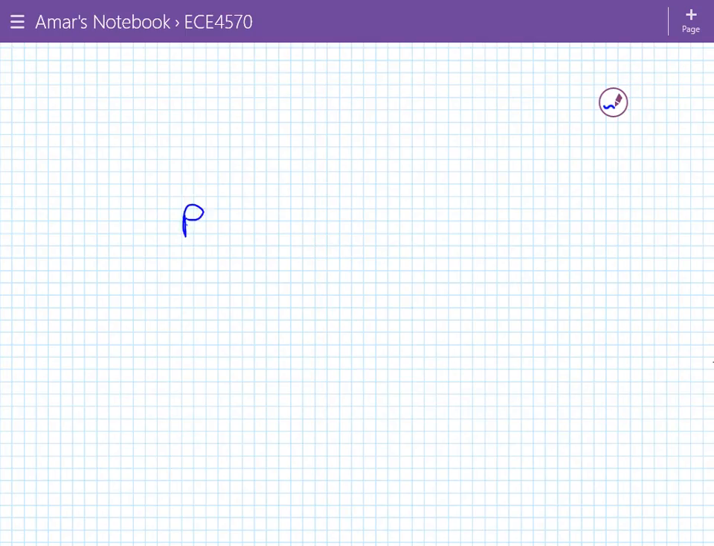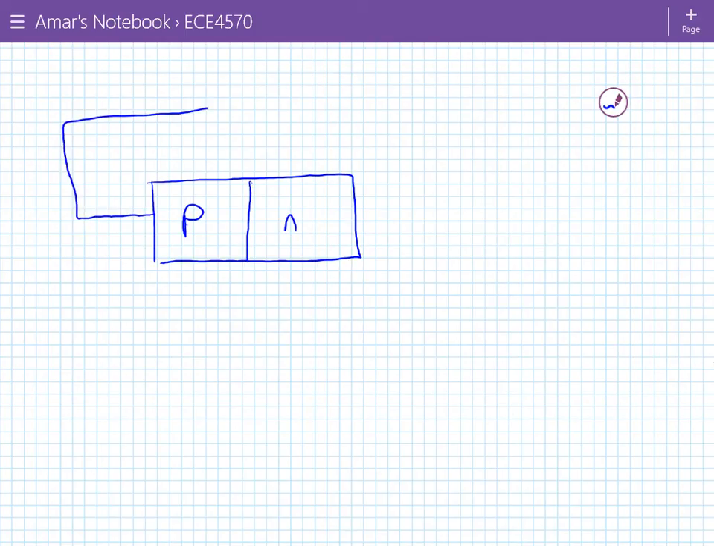The classic picture of a PN junction, or a diode, looks something like this. A P-type material and an N-type material. By now you know what a P-type and N-type material is. You put a voltage source across there, plus and minus. So this is basically a diode.